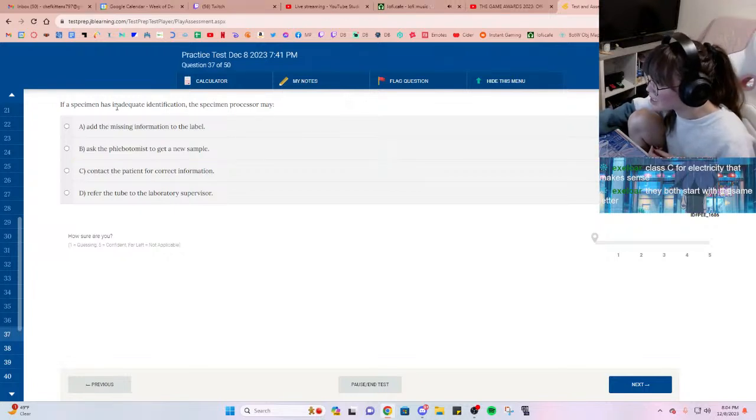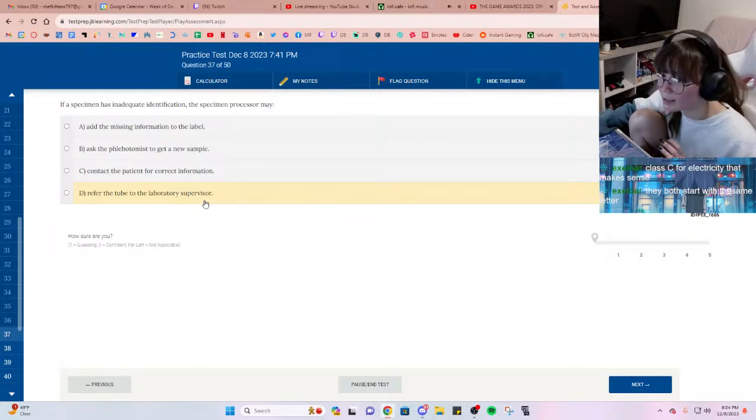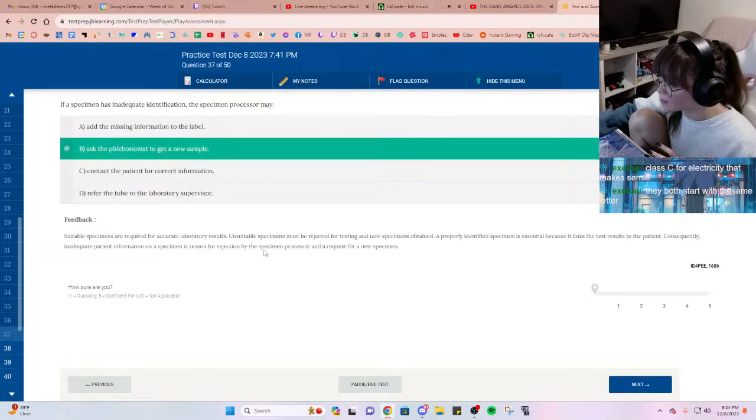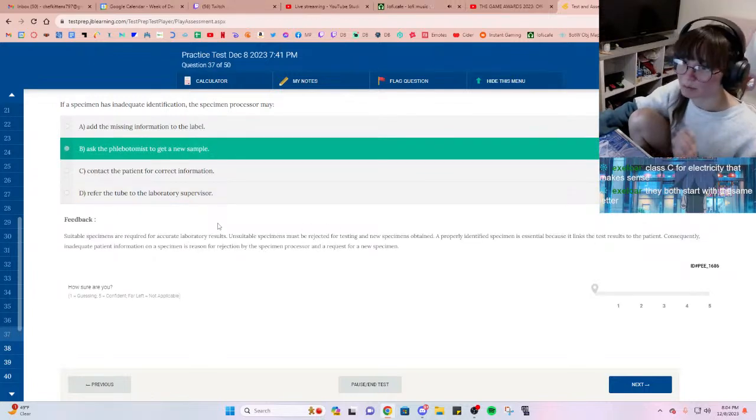If a specimen has inadequate identification, the specimen processor may add the missing information to the label, ask the phlebotomist to get a new sample, contact the patient for correct information, or refer the tube to the laboratory supervisor. The answer is almost never the supervisor. I think ask the phlebotomist to get a new sample, because this sample is no good. It doesn't have proper identification.